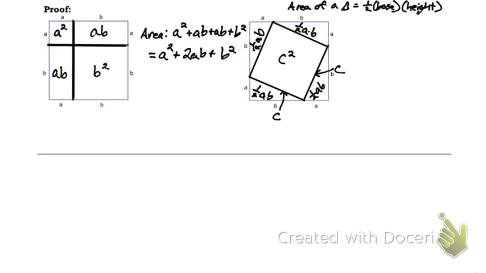Well, then the area of this entire square is going to be those 4 triangles added to that one big square. So our area is going to equal 4 times the area of our triangle, which is 1/2 A times B, plus C squared. Well, we're reducing this just a little bit. 4 times 1/2 is 2AB plus C squared.